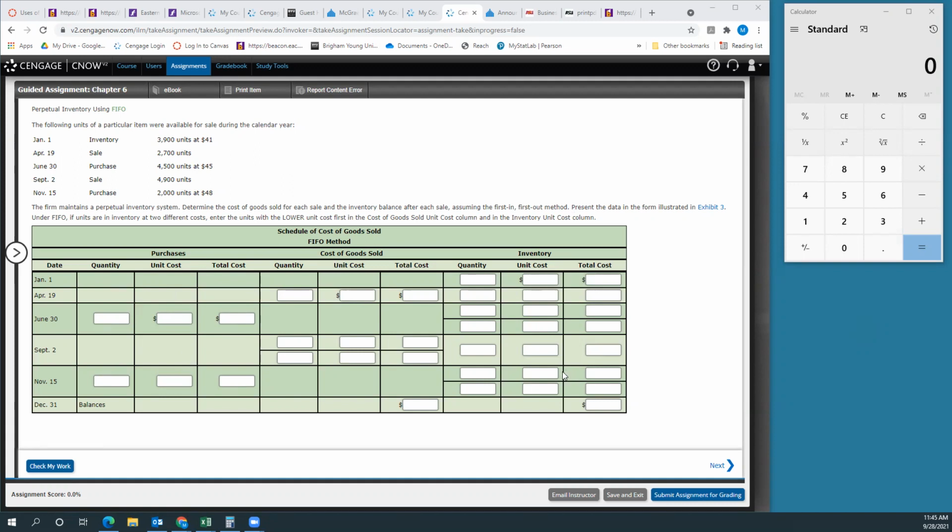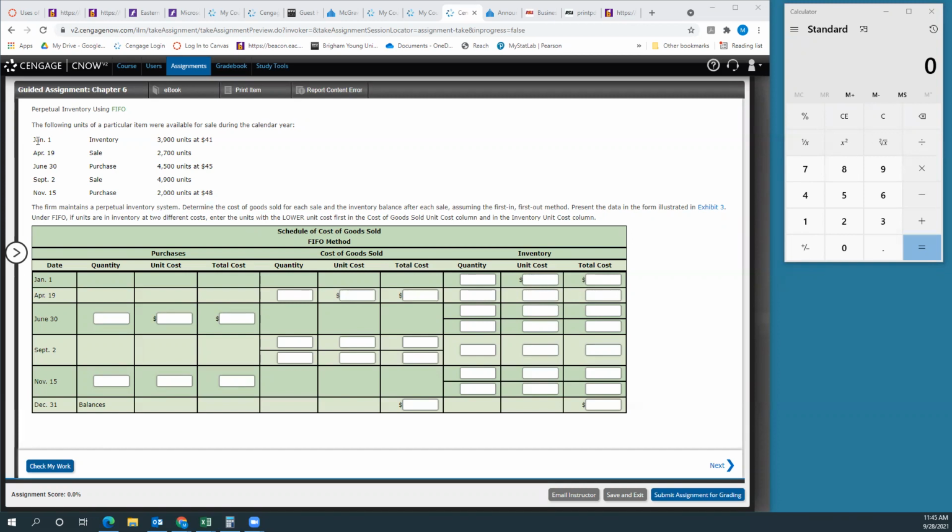In real life, this is done by computers, but doing this helps us see how our costing assumptions are going to work out. So we're going to do it first using first in, first out, and then second using last in, first out, so we can see them side by side.